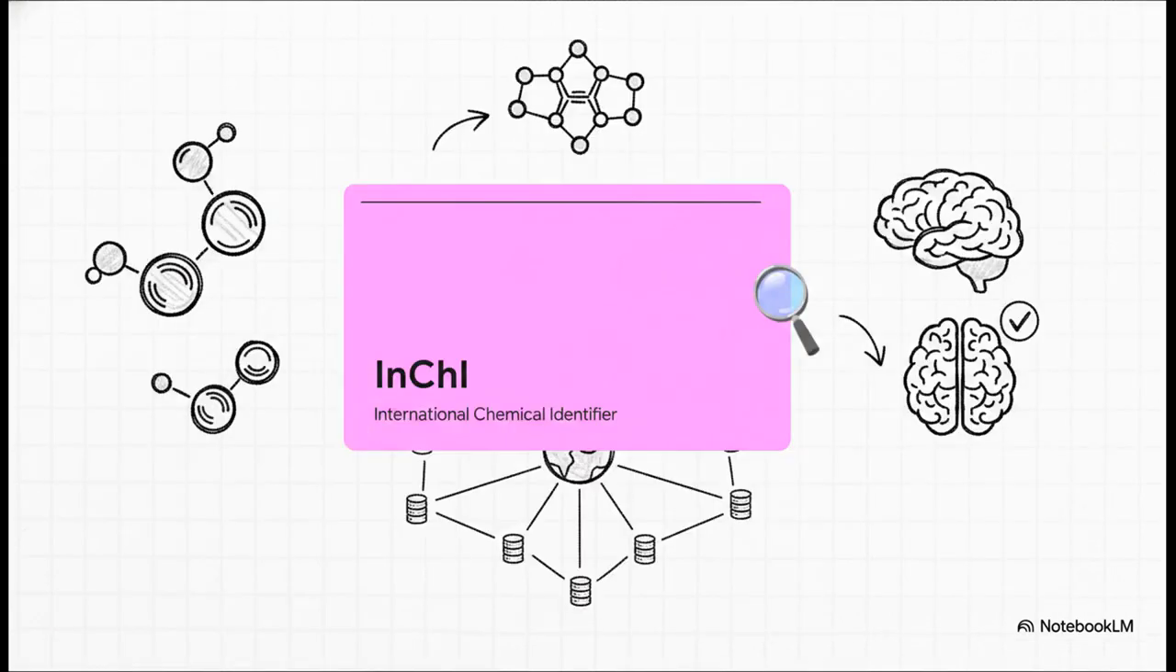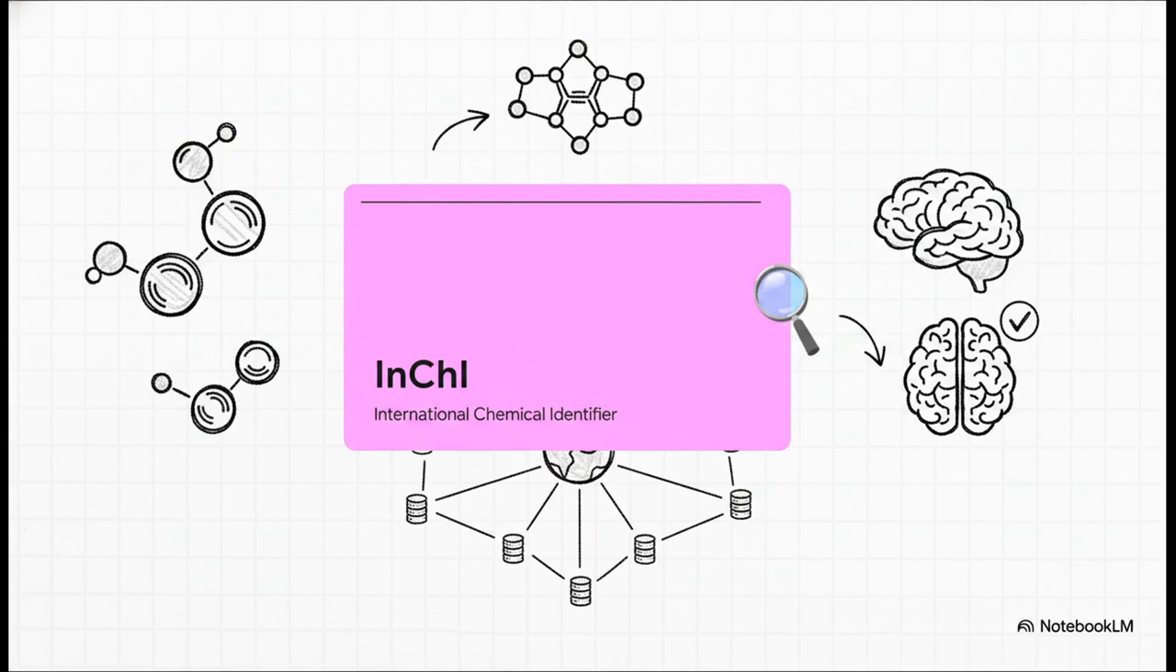But beyond SMILES, there's another crucial standard we rely on called InChI, or the International Chemical Identifier. Now, SMILES is fantastic for training models, but a single molecule can actually be written in a few different SMILES formats depending on which atom you start with. InChI fixes that. It provides a globally recognized, totally unique identifier for every single molecule out there.